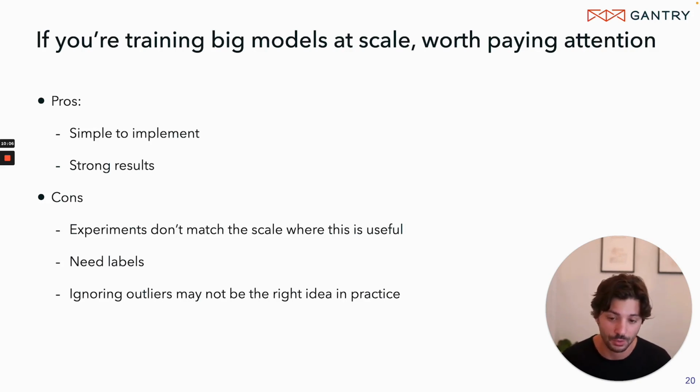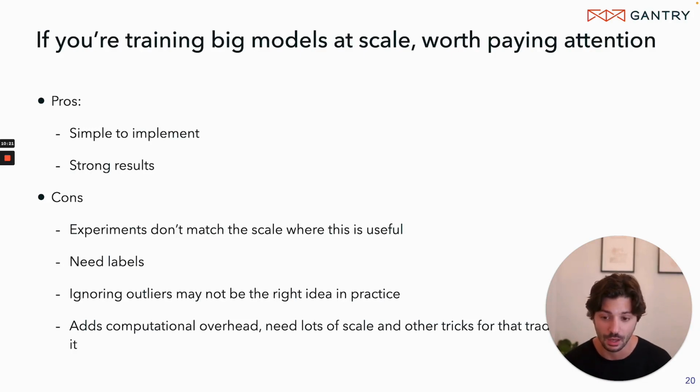But I'm actually not really sure whether that's the right idea in practice, because a lot of times in practice, we really care about outliers. Those might represent edge cases where you don't have a lot of data yet, but it's still important for your model to be able to perform well on the data that you do have. Lastly, this does add computational overhead. In order for this to be useful, you need to have a lot of scale already, and you need to also implement a bunch of other tricks that make this more computationally efficient and make the trade worth it.